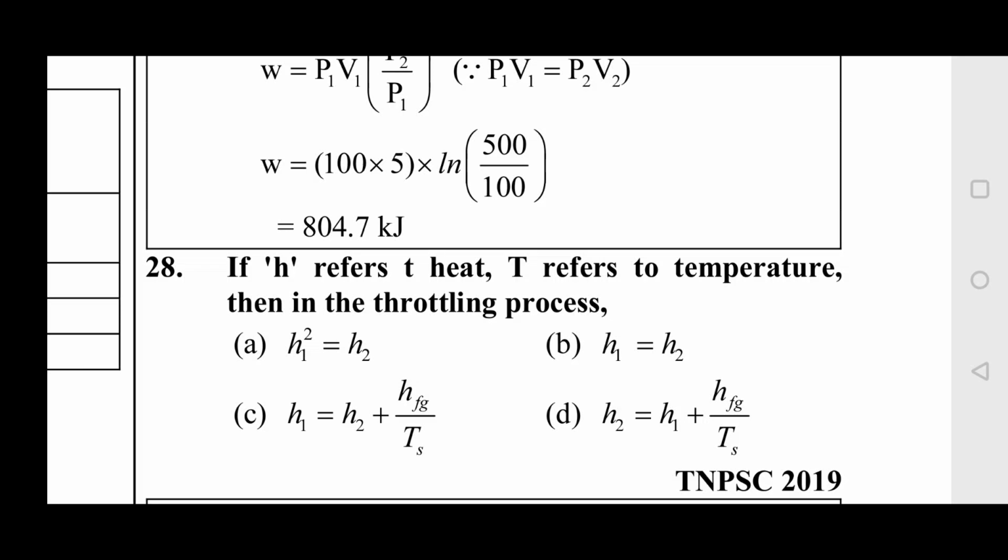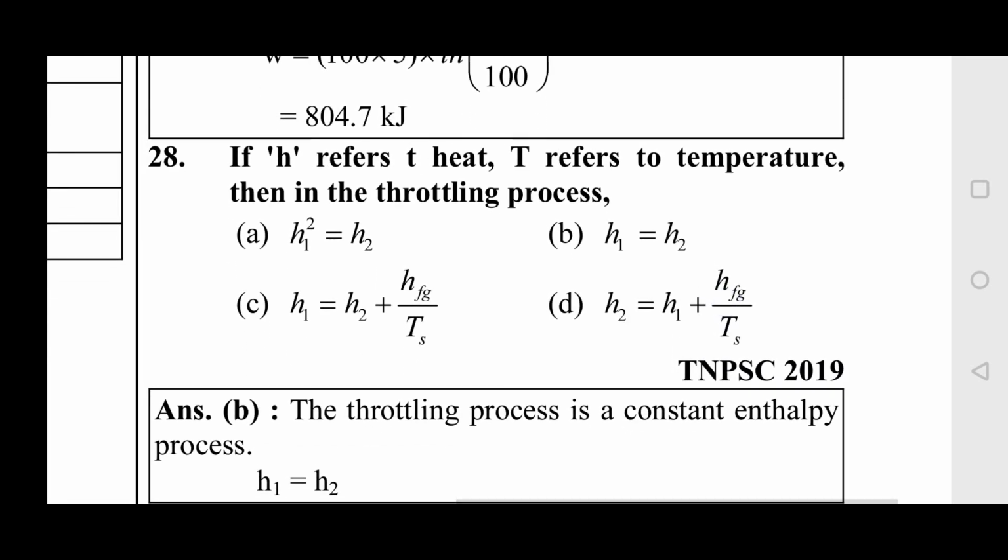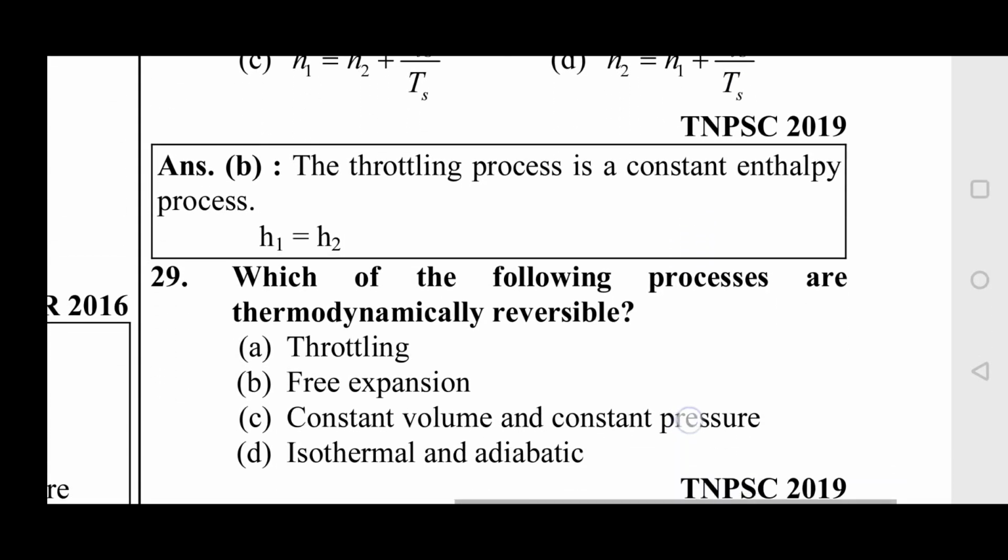Next, this is one of the important questions. If H refers to enthalpy and T refers to temperature, then what is the throttling process? Just as we studied, the throttling process is an irreversible process with constant enthalpy. So initial enthalpy and final enthalpy are the same: H1 equals H2. So B is the correct answer.